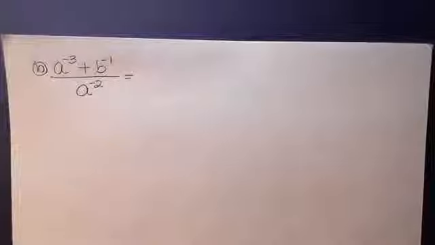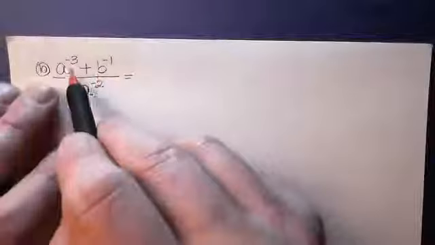Alright, let's go on to problem number 10. Problem number 10 is going to be a to the negative third plus b to the negative first, over a to the negative second. It's a little bit different because I have negative exponents. So the first thing I need to do is get rid of the negative exponents.